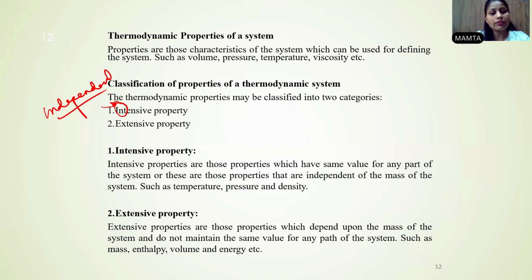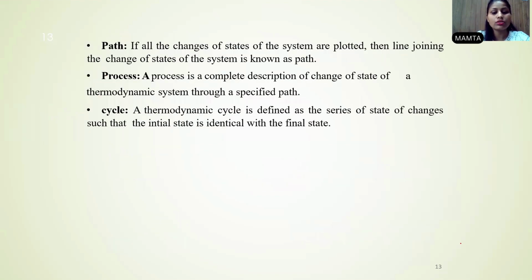Then we have extensive properties. Extensive properties are the properties which depend on the mass, and they do not maintain the same value for any part of the system. Examples are mass, enthalpy, volume, and energy, etc. Now we are coming to path, process, and cycles.